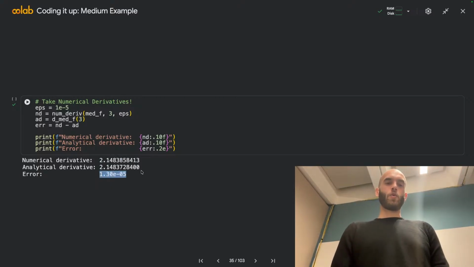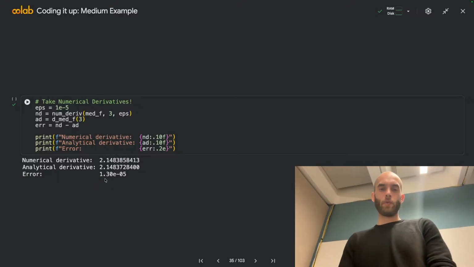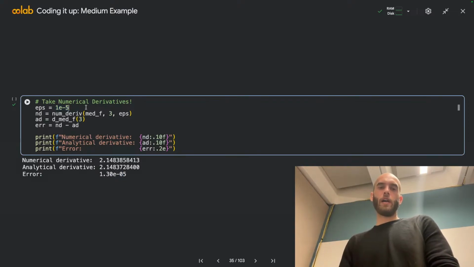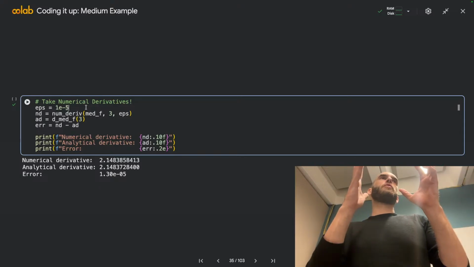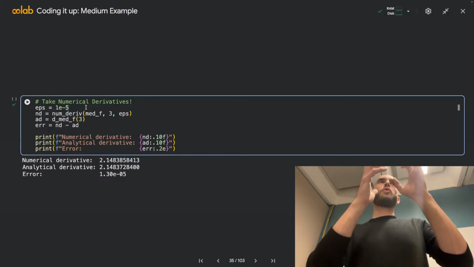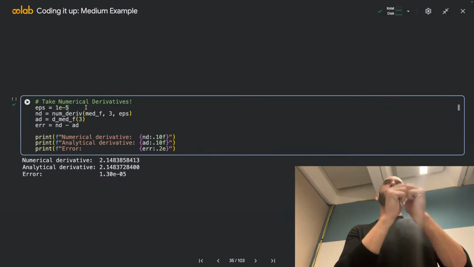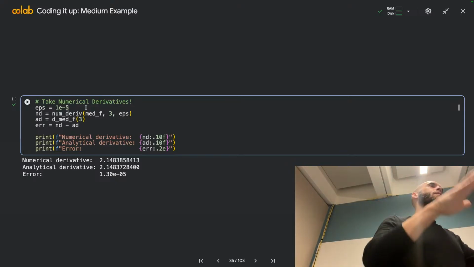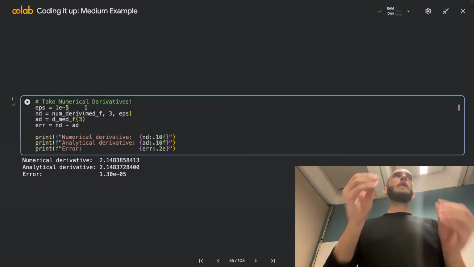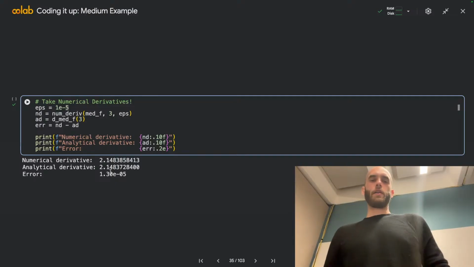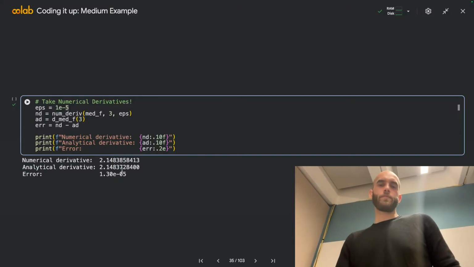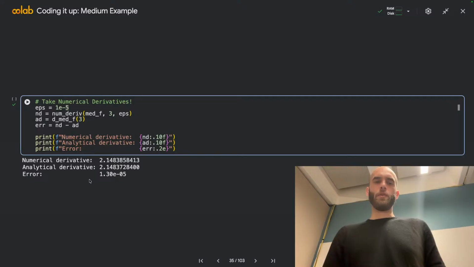The error isn't quite as good. Well, I guess it's still on the order of magnitude of the epsilon, which is sort of a general rule. It's going to be in the ballpark. Like the order of magnitude of your epsilon, it's not always true, but it's going to be pretty close to the order of magnitude for the error, the difference between the numerical derivative and the analytical derivative. Any questions here?